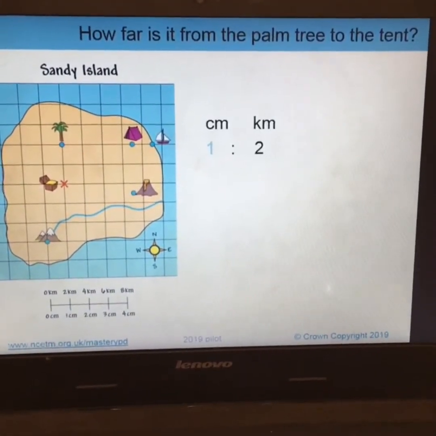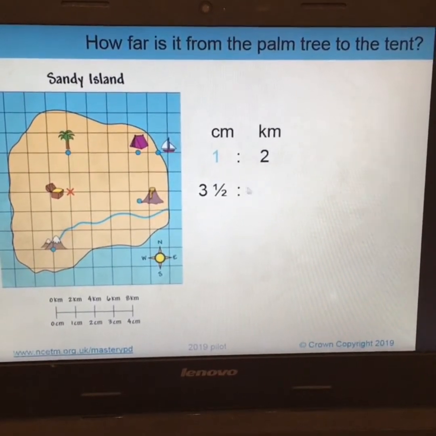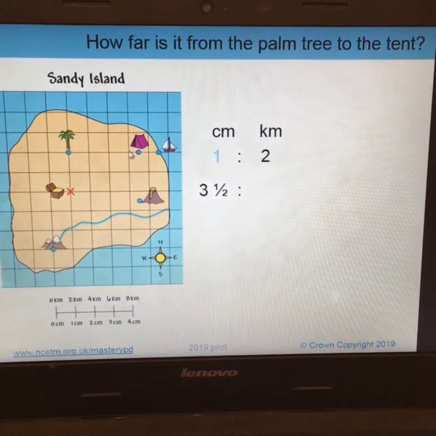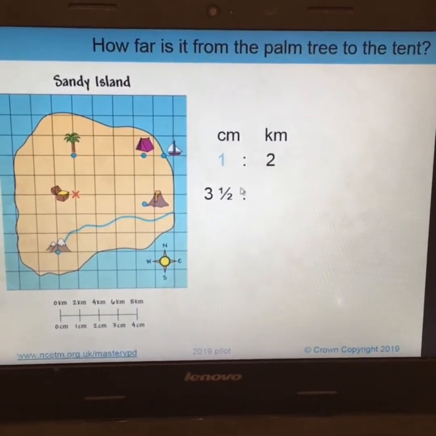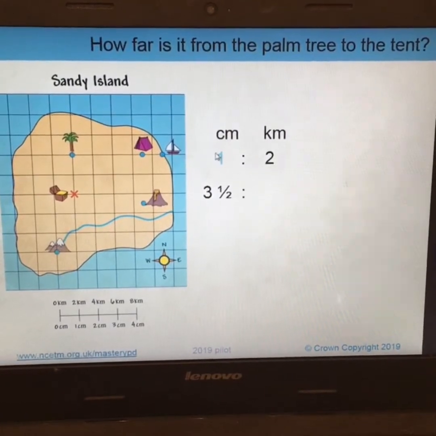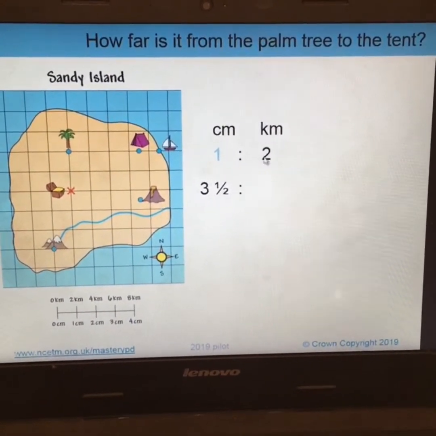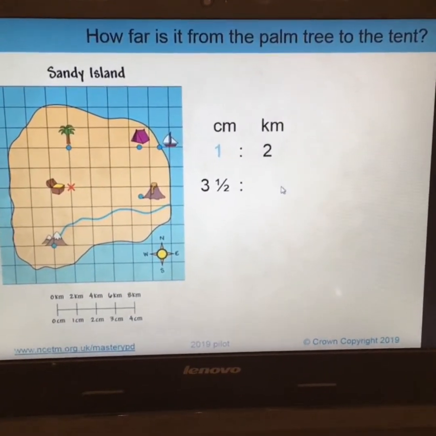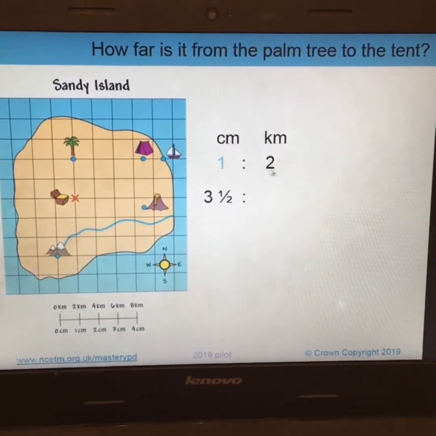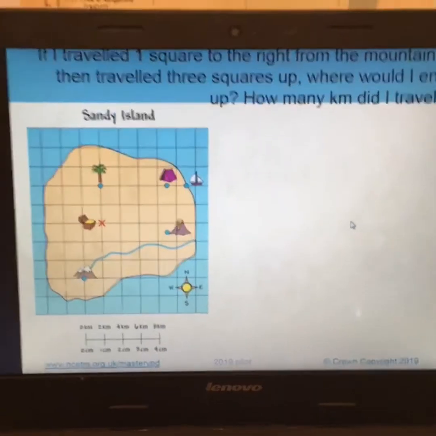Right then, answer time. So here's my original ratio, 1 centimetre for every 2 kilometres. Now it's actually 3.5 squares because it's 1, 2, 3.5. So it's 3.5 centimetres. So what have I done to the centimetre side? What have I multiplied it by? Well, I've made it 3.5 times bigger. I've scaled it up 3.5 times. We need to do 2 times 3.5. Well, 2 times 3 is 6. 2 times a half. Half of 2 is 1. 6 add 1 is 7. Well done if you got that one right.